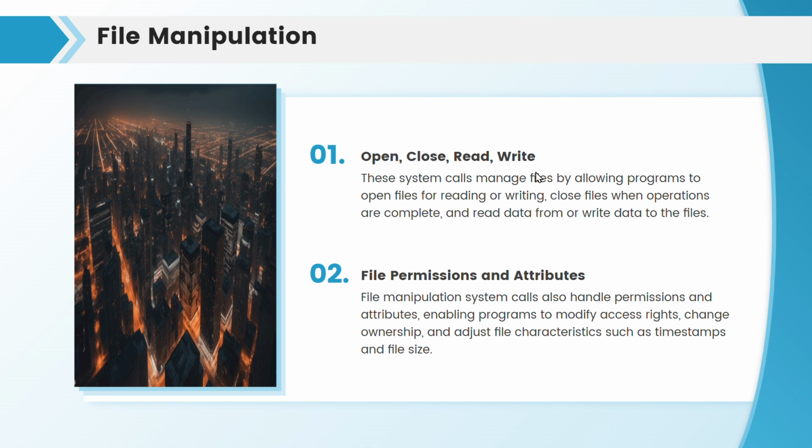File manipulation. There are several operations that occur here. They are open, close, read, write. The system calls manage files by allowing programs to open files for reading or writing, close files when operations are completed, and read data from and or write data to the files. File permissions and attributes. File manipulation system calls also handle permissions and attributes, enabling programs to modify access rights, change ownership, and adjust file characteristics such as timestamps and file size.